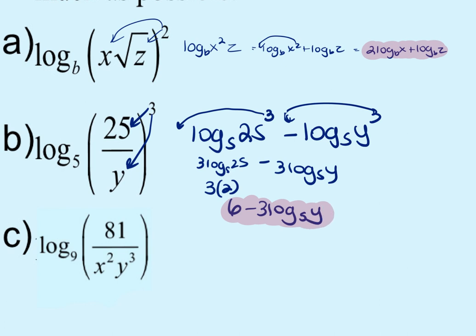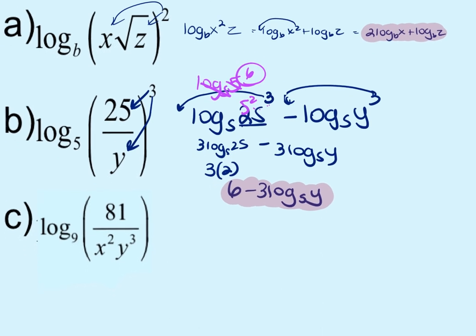You could have also rewritten 25 as 5 squared. And then that becomes log base 5 of 5 squared raised to the third, which is 5 to the 6th. And that cancels and gives you the 6. So again, there are a couple different ways to do it. No matter how you do it, you should end up with the same answer at the end.